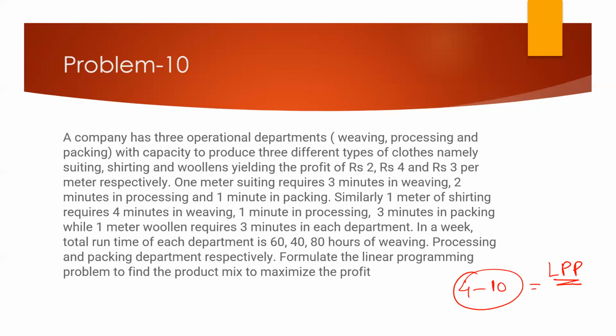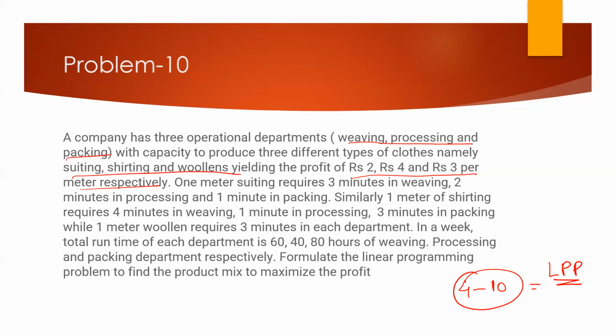So I gave you a fair picture about what LPP is all about, or how to formulate an equation under that situation. I don't think you'll face any problem whenever you see such problems related to LPP. They're much easier to understand. You can simply read the problem. Like problem number 10: a company has 3 operational departments, weaving, processing, and packing, with the capacity to produce 3 different types of cloth, namely suiting, shirting, and woolen, yielding a profit of 2 rupees, 4 rupees, and 3 rupees per meter respectively.